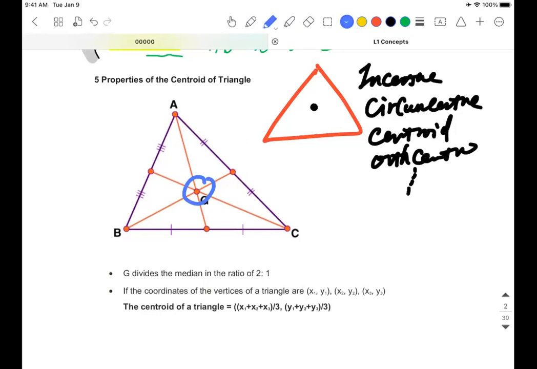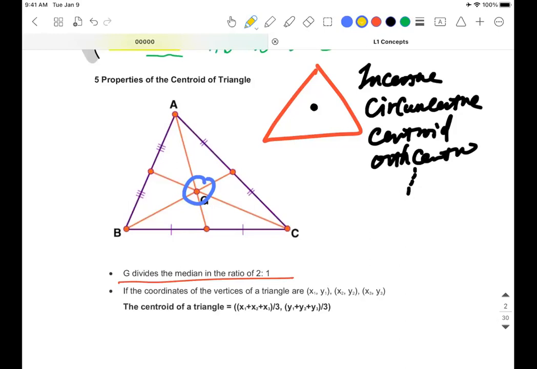Trust me, this is something so important because AMC loves to test you. What are the most important properties when you're looking at the centroid? There are some I have already listed out for you. The first one is that the centroid cuts the 3 medians into a 2-to-1 relationship.